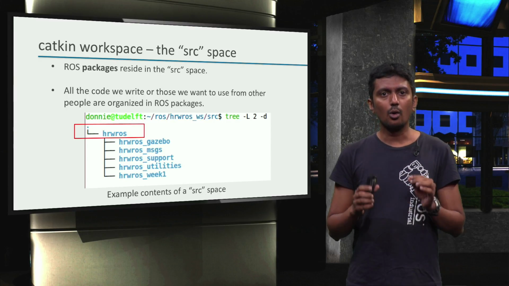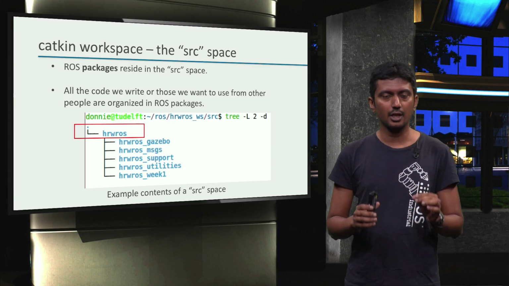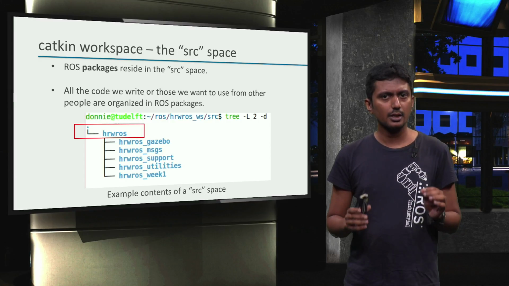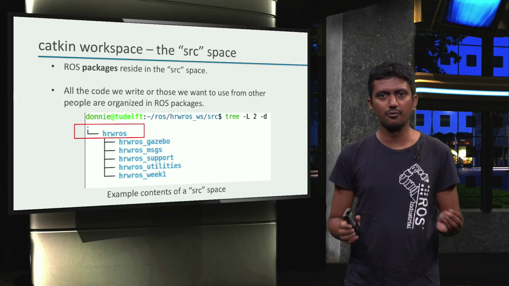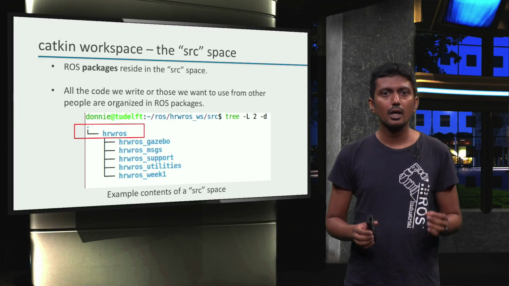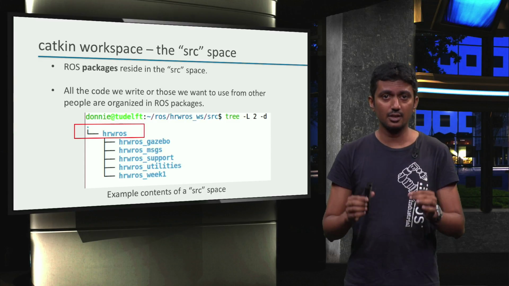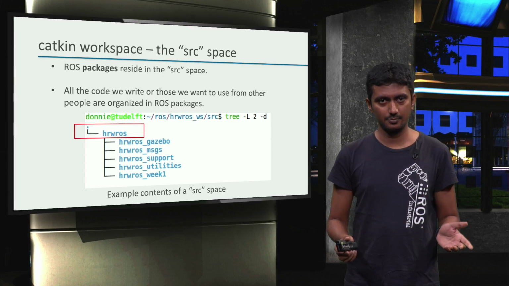Notice that all the ROS packages starting with the name HRW-ROS are organized in the folder HRW-ROS. This is only a matter of convenience and file organization sanity. HRW-ROS is just a folder. What's inside that folder are ROS packages.